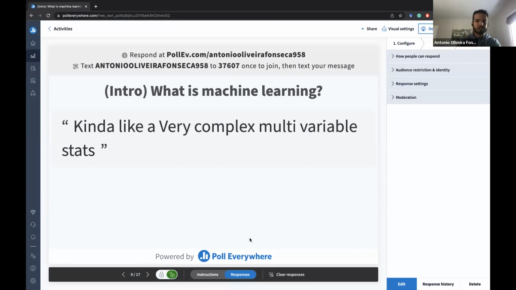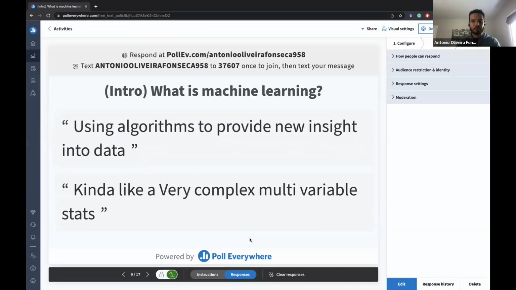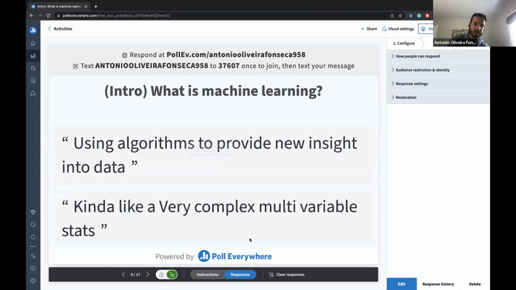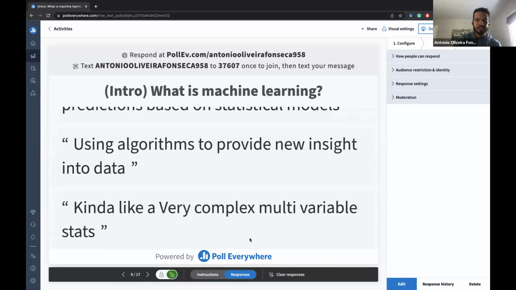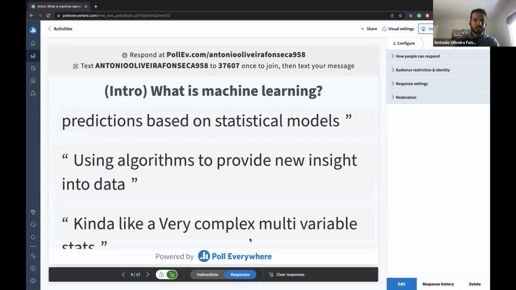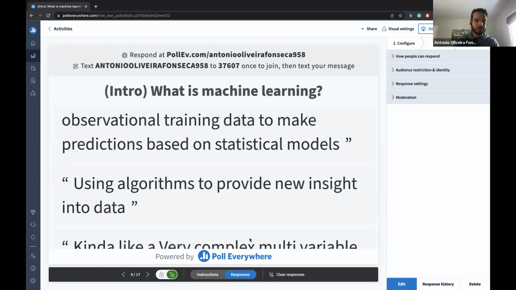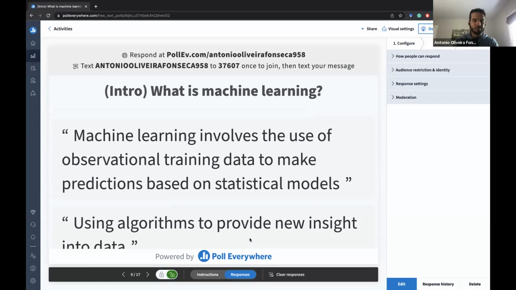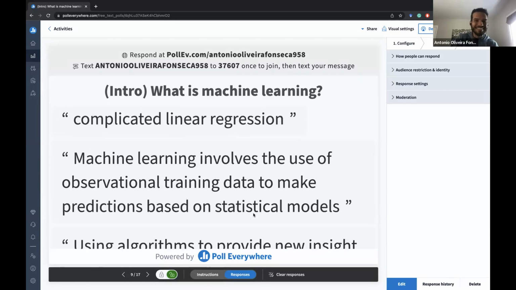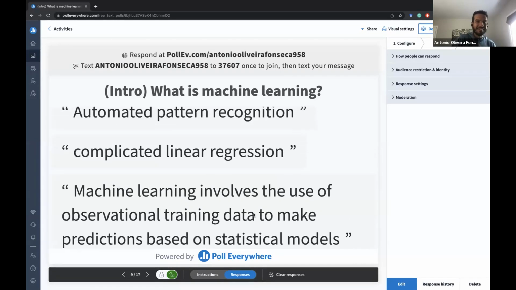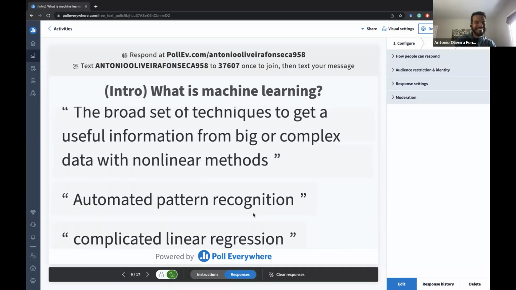Of course, there is no right and wrong at this point. Let's see, kind of like a very complex multivariate stats. Okay. Using algorithms to provide new insights into data. Cool. Machine learning involves the use of observational training data to make predictions based on statistical models. That's a very formal definition. Okay. It's a complicated linear regression. Okay. Awesome. Automated pattern recognition.